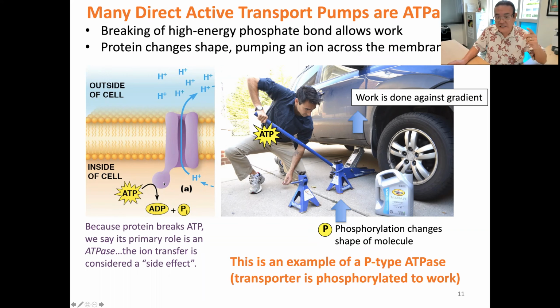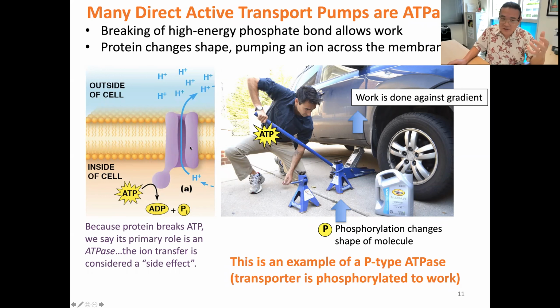So because the protein is designed to break ATP as its main function or mechanism, we say its primary role is an ATPase. In other words, it just gets this generic name, ATPase, which is kind of disappointing because you might say this would be much more exciting if we called it a proton transferase or something like that. But you realize the transferring of protons in this case is actually a side effect of the transporter changing its shape.